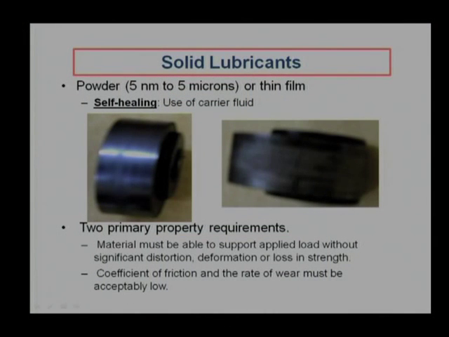Now, there are two important requirements for a solid lubricant. It should be able to support the applied load. It should not tear away, and the structure of the solid lubricant should not get distorted. We did a number of experiments and found that graphite gets distorted in its structure. Sometimes it is a factor, sometimes it is not, under high load conditions. There should not be any significant distortion, which is why it is mentioned here.